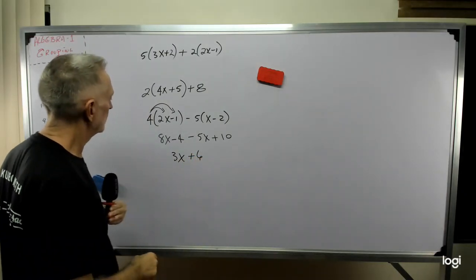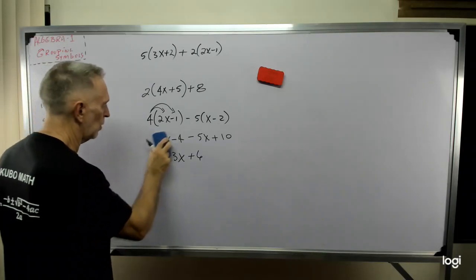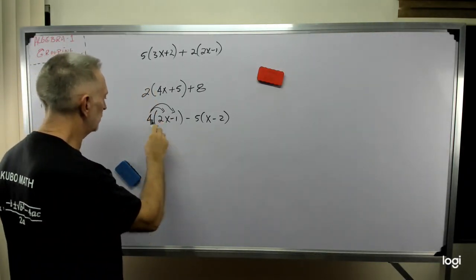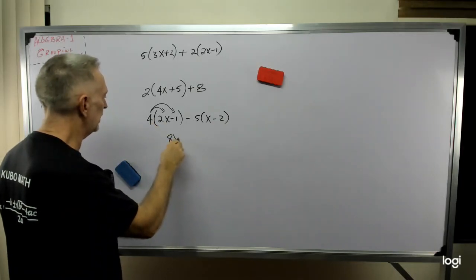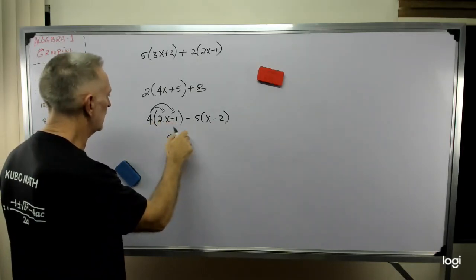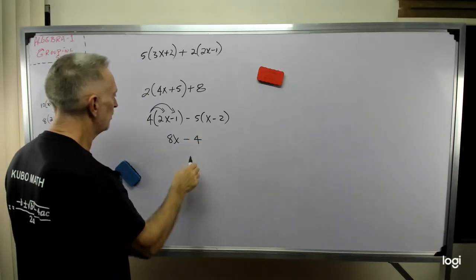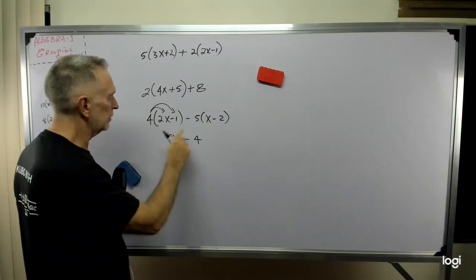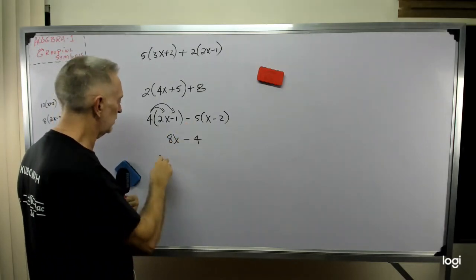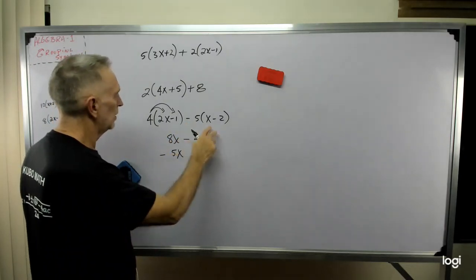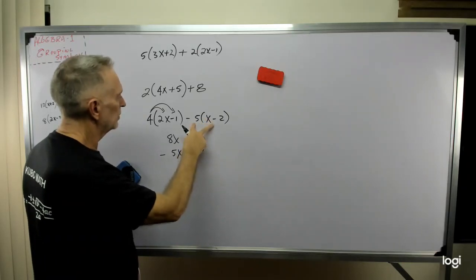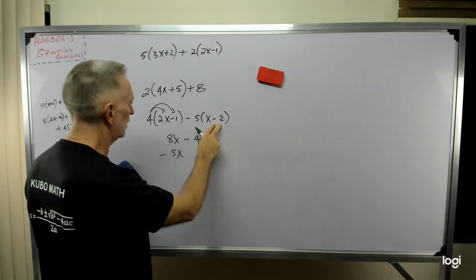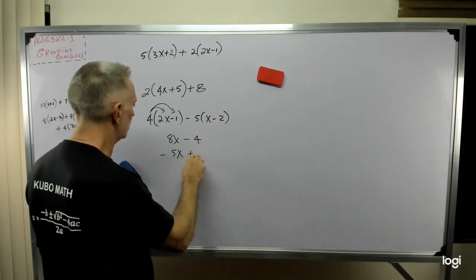Now you could, if you wanted to, as I mentioned earlier, 4 times 2x gives me 8x. 4 times a negative 1 gives me a minus 4. Now if I put this in a column, you want to group like terms. So now minus 5x, minus 10, or excuse me, plus 10. Negative 5 times negative 2 gives me a positive 10.